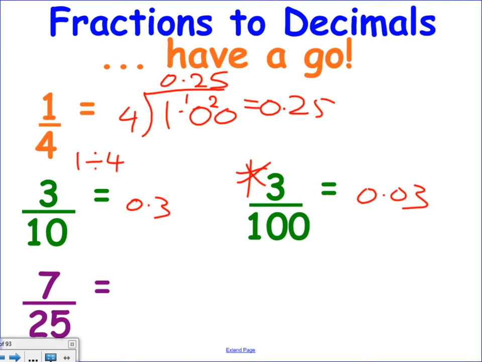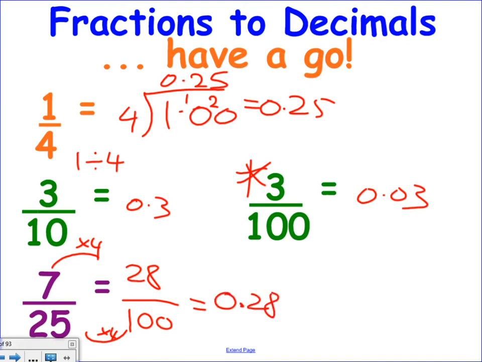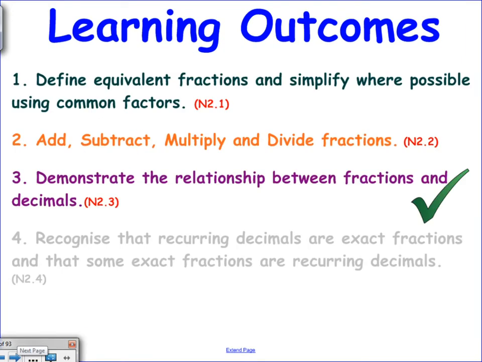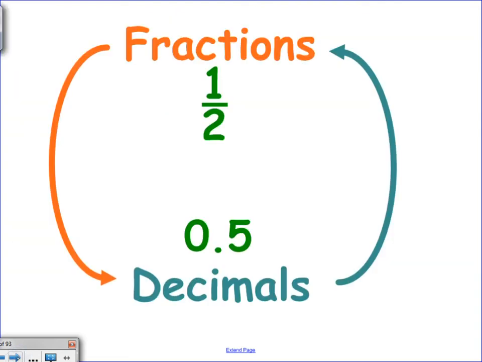7 over 25. I said let's try the equivalence. Okay? So now my hint to you was if we make it over 100, then we know where our tenths and our hundredths are. So what have I done? Multiplied it by 4. What do I do to the top? So I end up with 28 over 100. So what's that as a decimal? 0.28, because that's what 0.28 means. Right, so that's the relationship between fractions and decimals. We will revisit it next week because it is important.